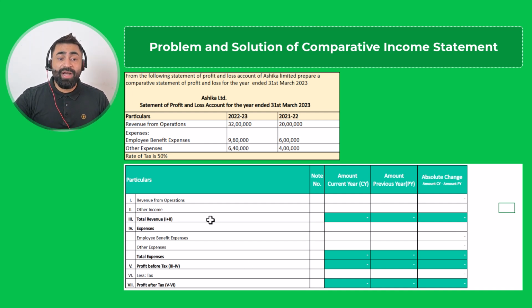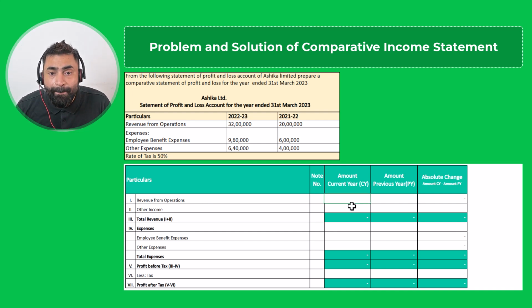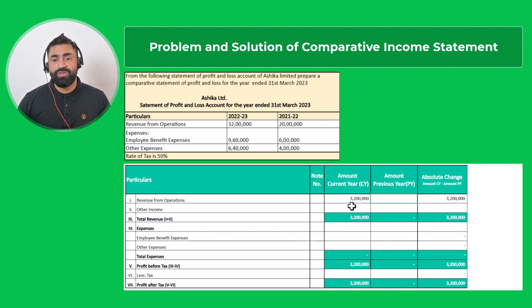So the first item on our format was revenue from operations. Now in the question as well, the revenue from operations does exist. The revenue from operations amount for the current year is 32 lakhs, so I'm going to just type in 32 lakhs, and in the previous year the amount is 20 lakhs. You see, I've typed that amount, and the absolute change, which is the difference of current year minus previous year, gives you 12 lakhs. So we are completing the first three columns.